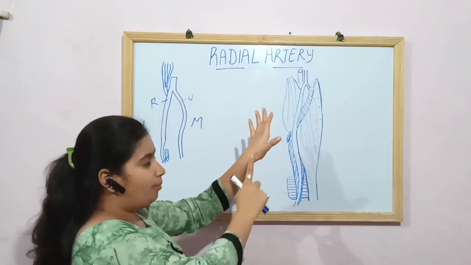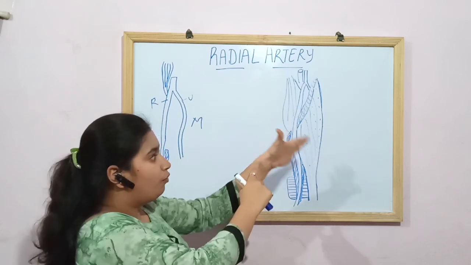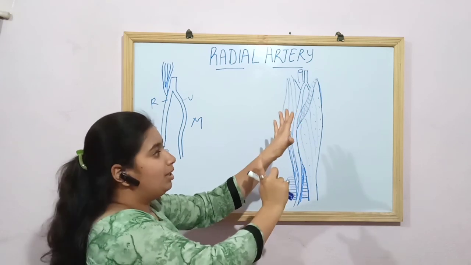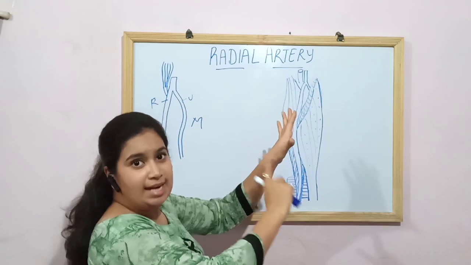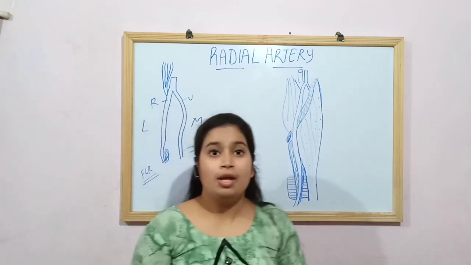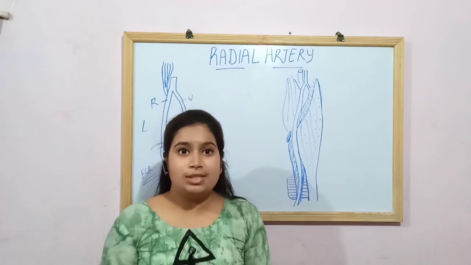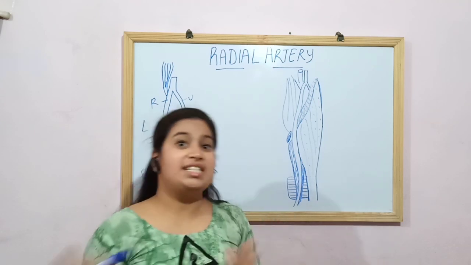This is your anatomical snuff box. When you completely extend your thumb, you will find a bit of a depression over here. This is called the anatomical snuff box and your radial artery ends here. And also remember, your radial artery is completely superficial throughout its extent. So now moving on towards its relations.